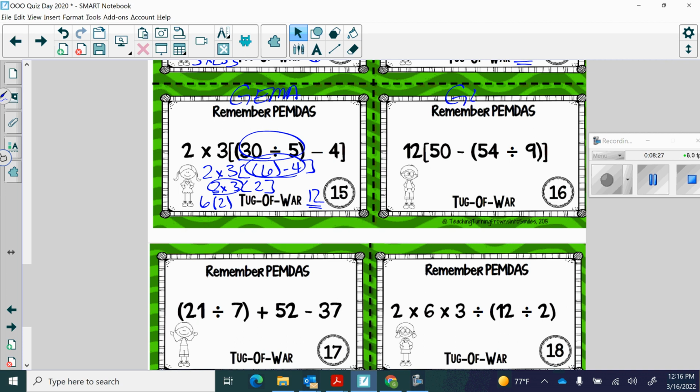Next one up, Gemma. We again have our groupings. So I have a grouping within the grouping. So we're going to do this one first. 12 times 50 minus 54 divided by 9 is 6. I still have a bracket, so we're going to do this part next. 12 times 44. Now I'm just down to multiplication. This one you're going to have to do 44 times 12, 528.